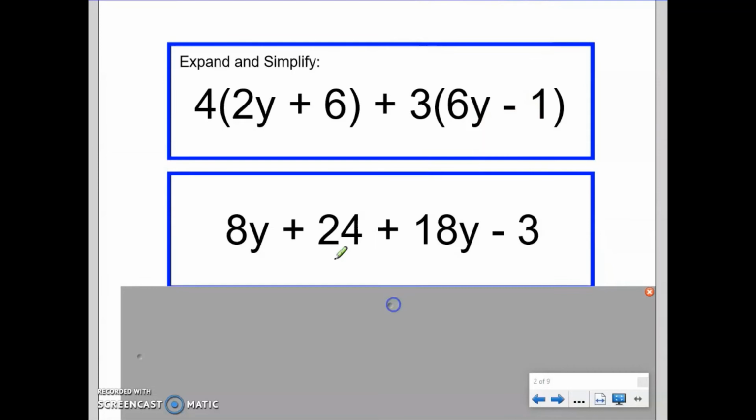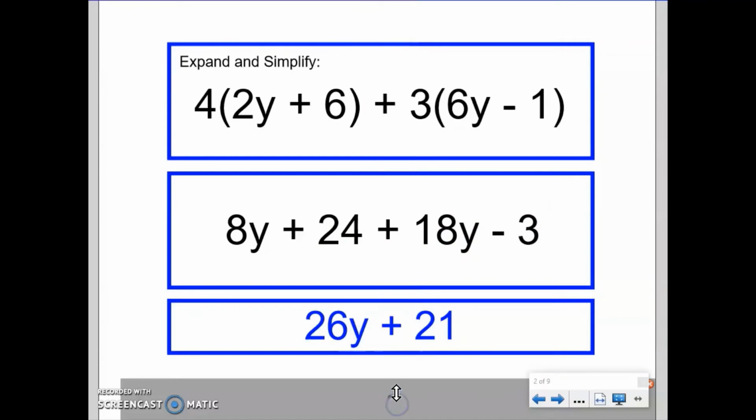So there's my expansions. 2 multiplications here and 2 multiplications here. So I've ended up with 4 terms, which is what I would expect because I did 4 multiplications. I have 8y's here and 18y's here, which I could put together, collect the terms to give me 26y's. And I have a 24 here, which I can collect with this -3. 24 take away 3 leaves me with 21. So once I expand these brackets and simplify my expression, it now looks like this, 26y plus 21.